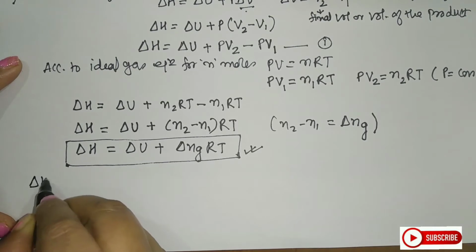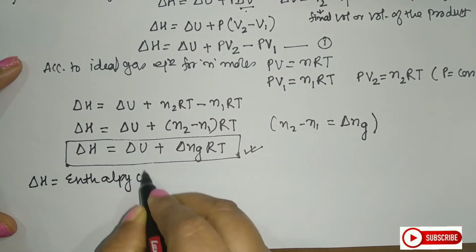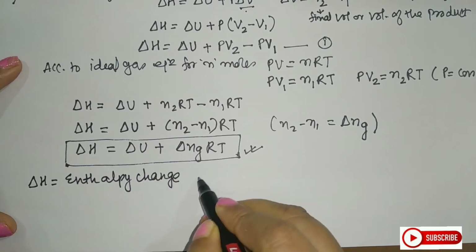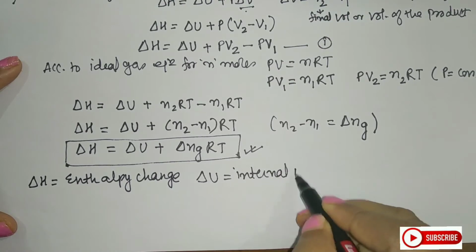So here delta H is the enthalpy change. Delta U is the internal energy change.